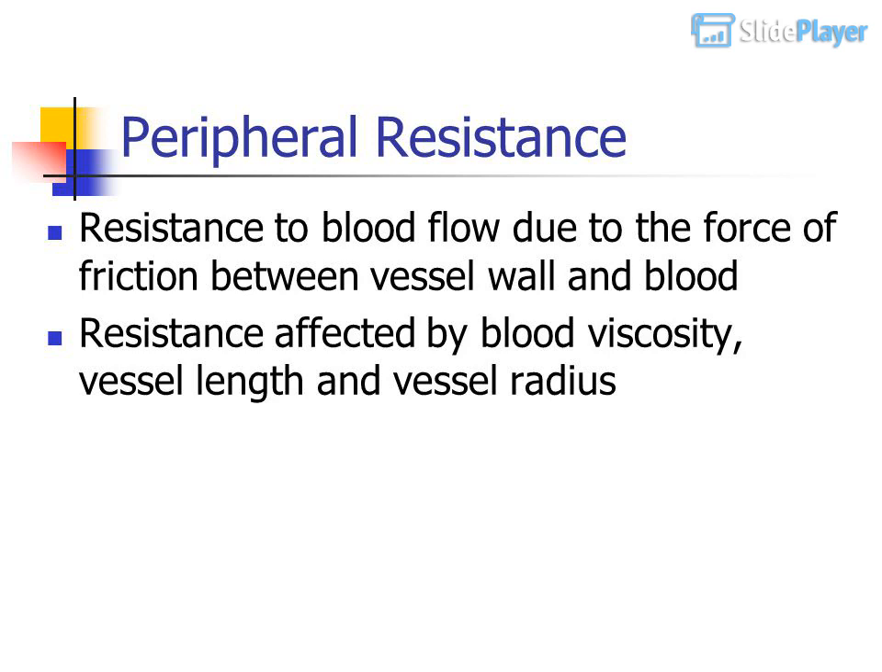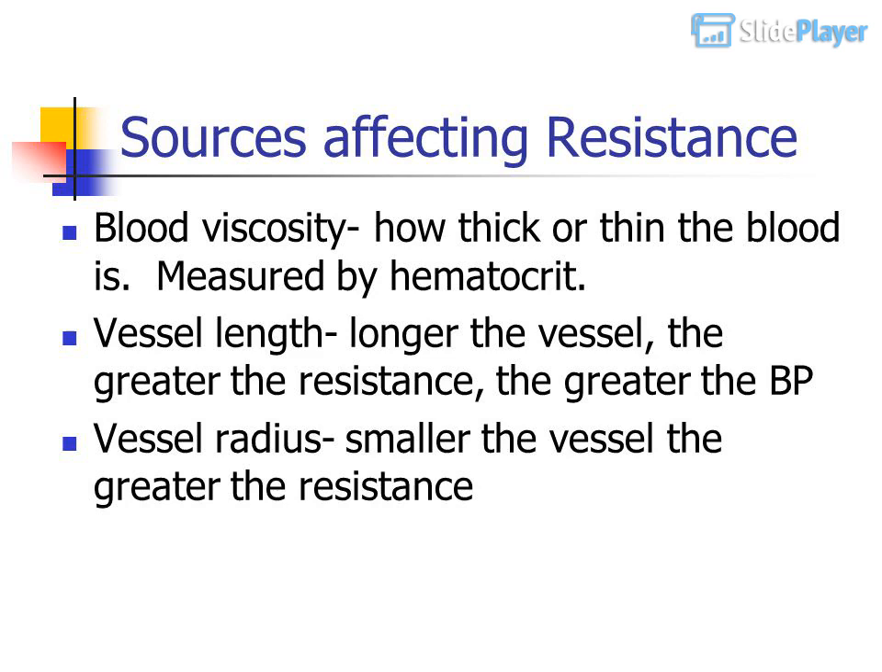Peripheral resistance is the resistance to blood flow due to the force of friction between vessel wall and blood. Resistance is affected by blood viscosity, vessel length and vessel radius. Blood viscosity is how thick or thin the blood is, measured by hematocrit. Vessel length: the longer the vessel, the greater the resistance and the greater the BP. Vessel radius: the smaller the vessel, the greater the resistance.